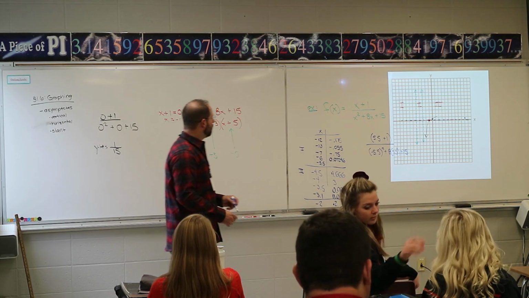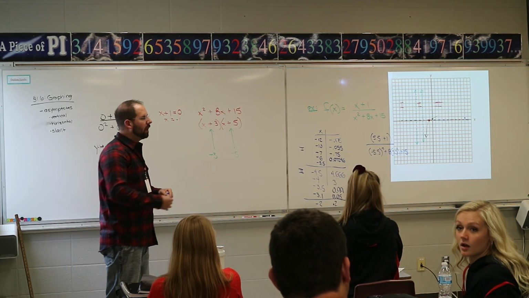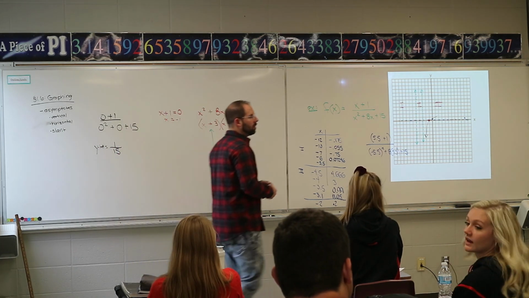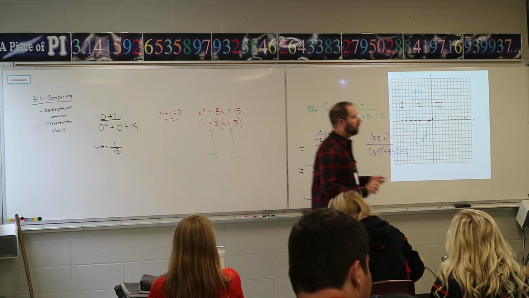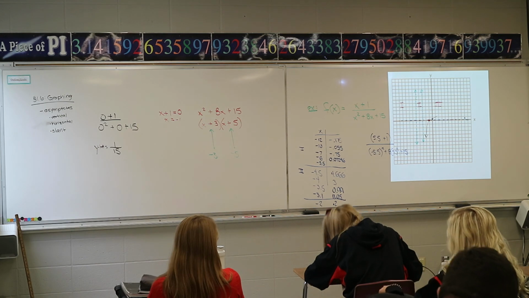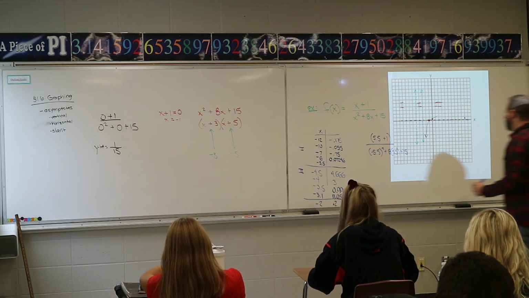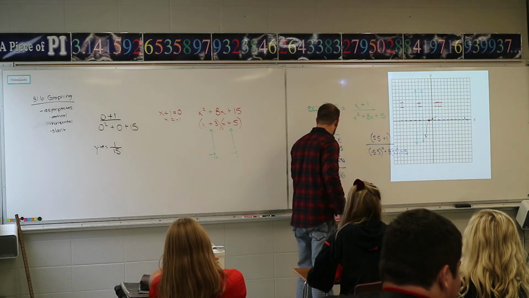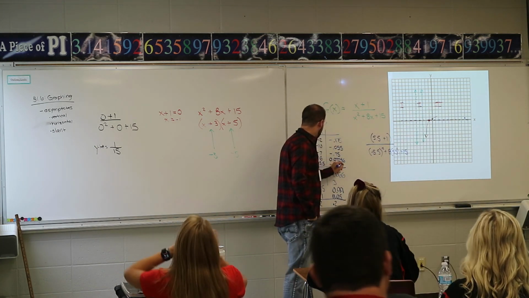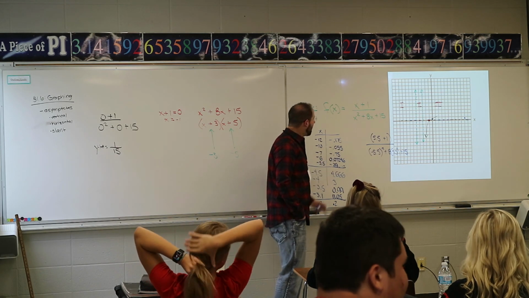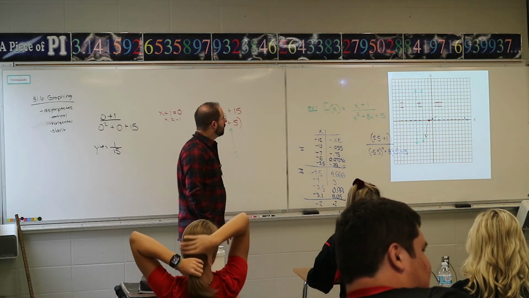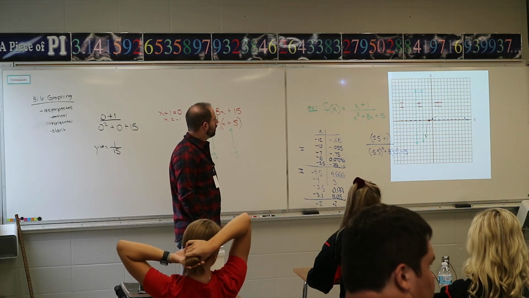Negative 3.1. Negative 2.9. I got 0.2. Is this not negative? No, it can't be negative. It would be negative 6 because it makes squares. Let's just break it down. Okay, you do the top. I did it right.